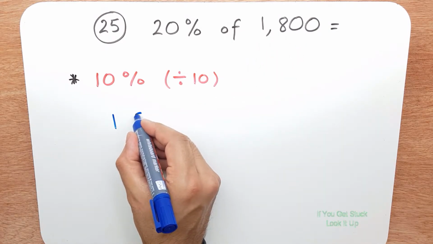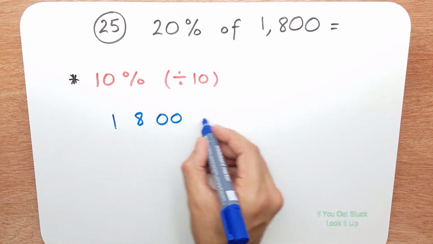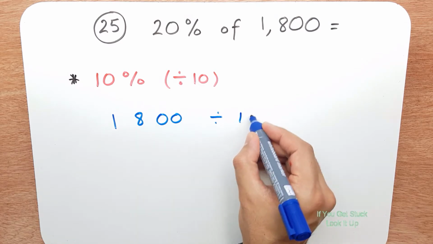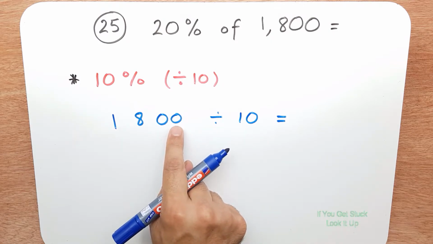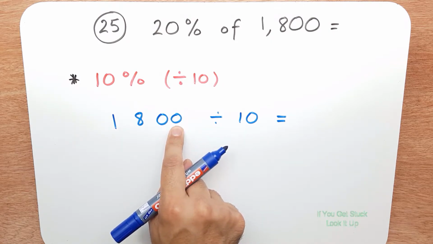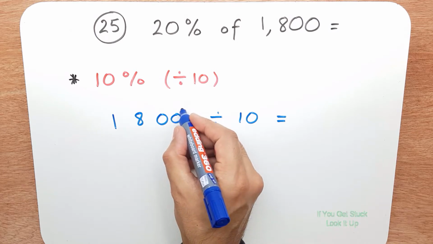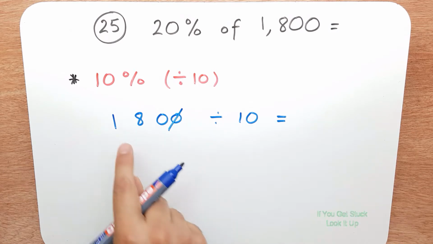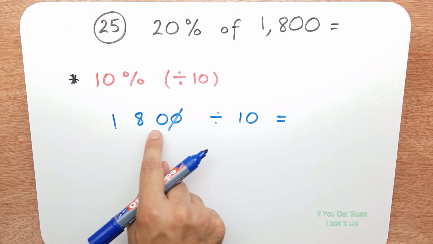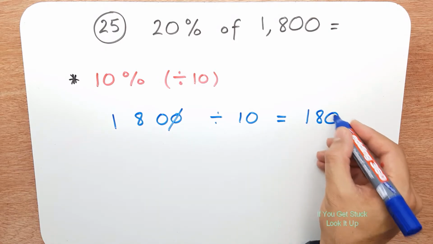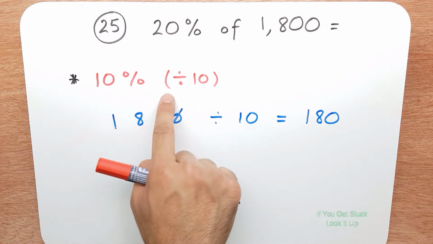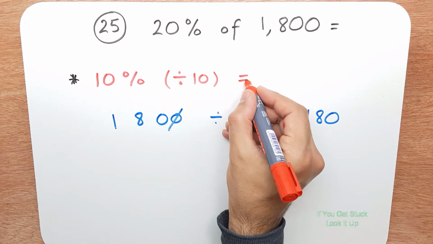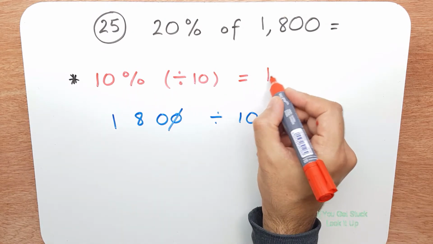So 1,800 divided by 10 equals. Now this is easy because it ends in a 0 and it's a whole number. All you do is knock off this 0. So your answer is 180. But we want 20% and we know 10% is equal to 180.